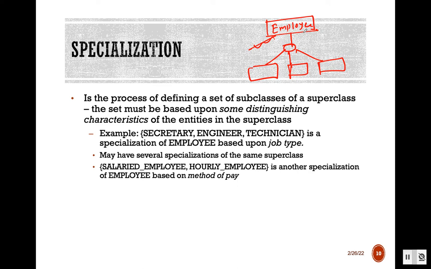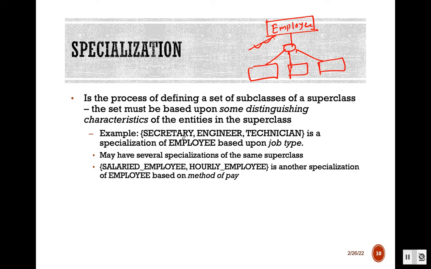Here we can visualize that each employee means the general concept of employee, the general definition of employee. So in your company you have a bunch of employees. Each employee has some common, general attributes. Now from this general employee you can categorize them, you can specialize them based on some attribute.